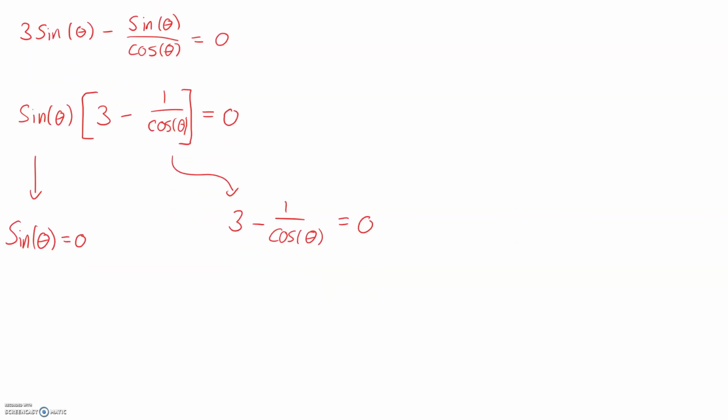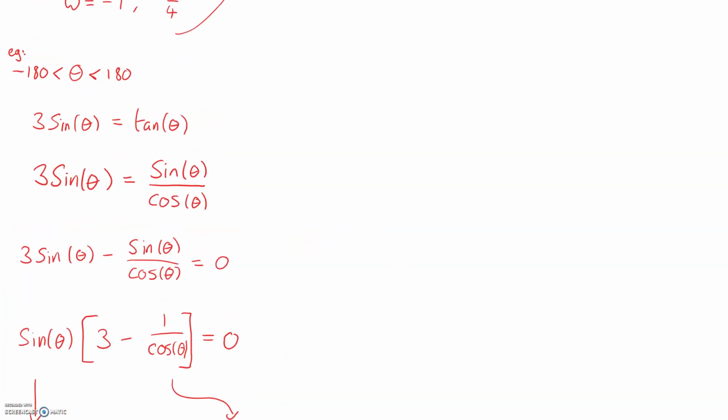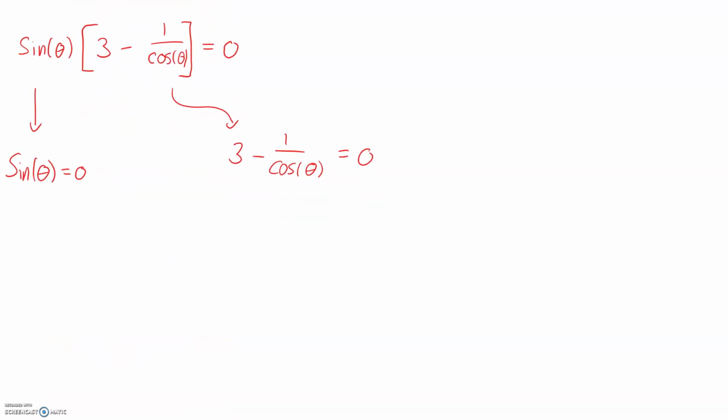The solutions for sine theta equals 0 between negative 180 and 180, where those values are included, are, of course, negative 180, 0, and 180. We don't really need any CAST diagram or general solutions to assert that. We can just use our basic knowledge of the sine graph. The second equation is slightly more tricky. After some rearranging, we get that 1/3 is equal to cos theta.